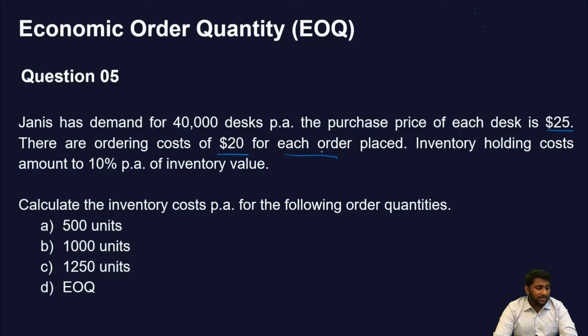Likewise, in this question, in order to place each order, you will have to incur a cost of $20. The inventory holding cost amounts to 10% per annum of the inventory value. What you have to understand is that once you purchase these tables, you can't sell them at once. You will have to keep the tables in your warehouse for some number of days. You will have to hold the tables, keep them with you.